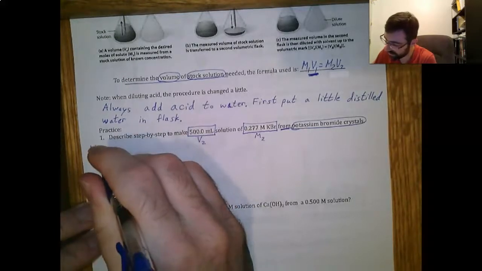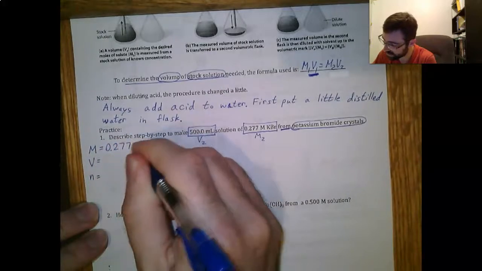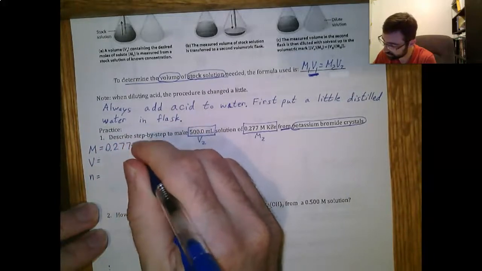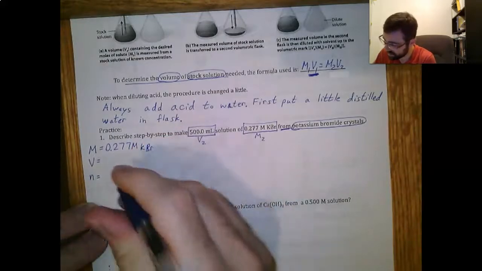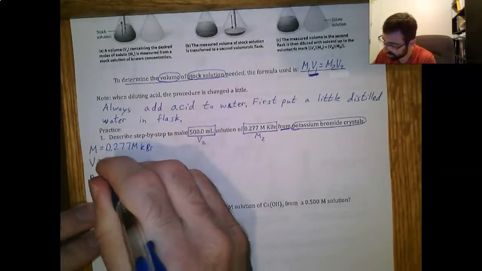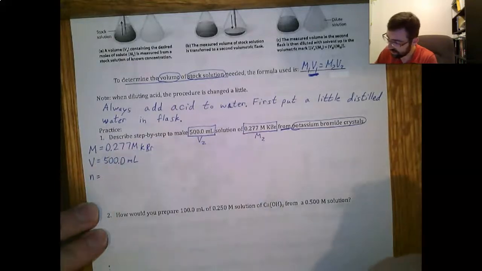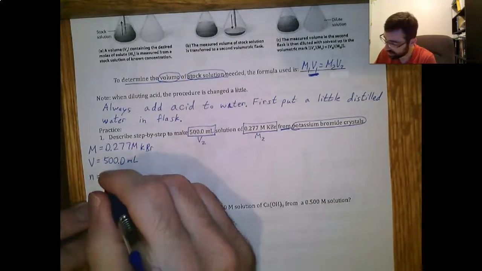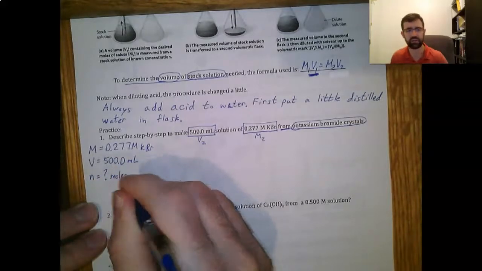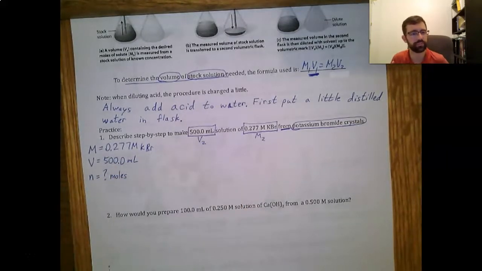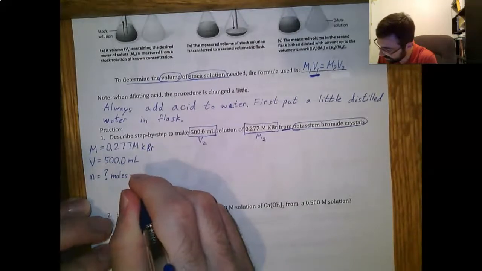Okay, so my desired molarity is 0.277 molar KBr. The volume is 500.0 milliliters. And the number of moles is what I'm looking for. But really, do you have anything that can measure moles in the lab? Probably not. So I'm actually going to want to convert that into grams.